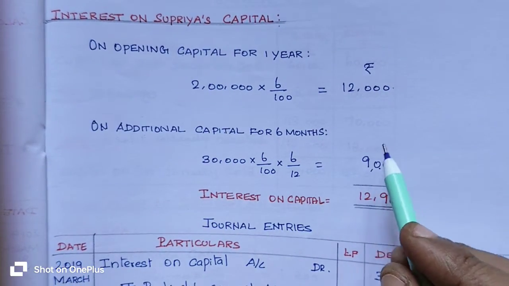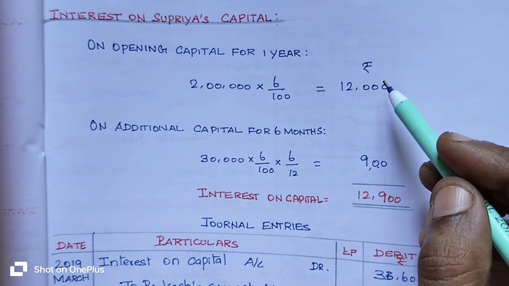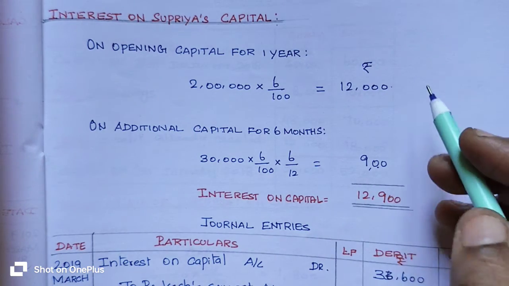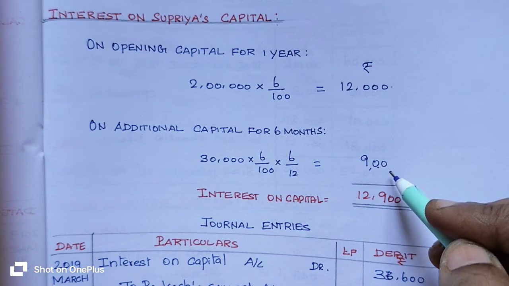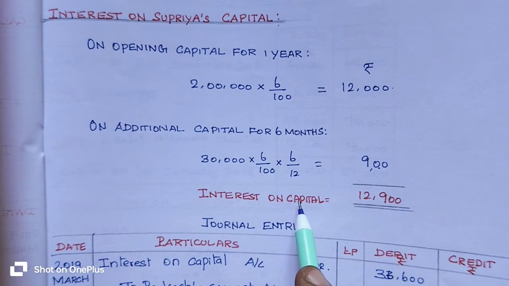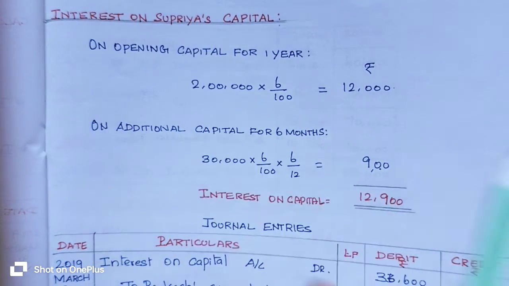Okay. So now we have to add the interest for opening capital and additional capital. So 12,000 plus 900. We have 12,900 as total interest on capital for Supriya.